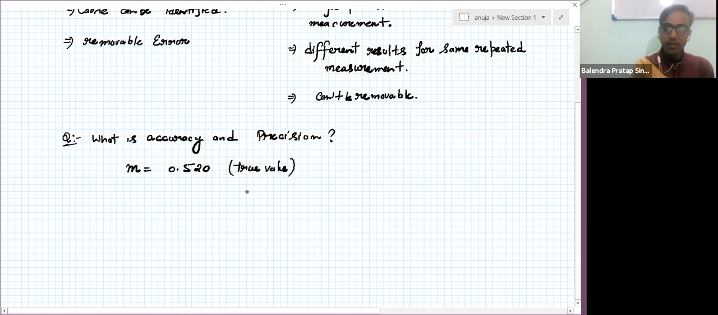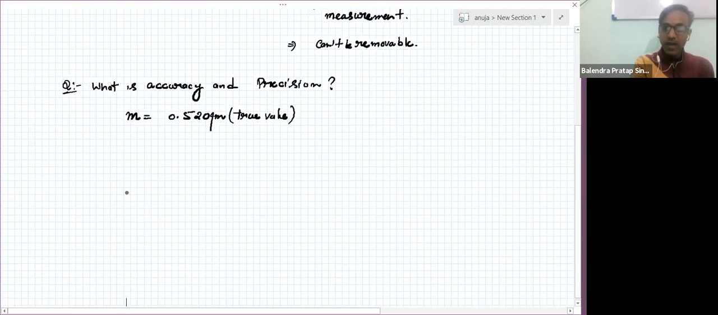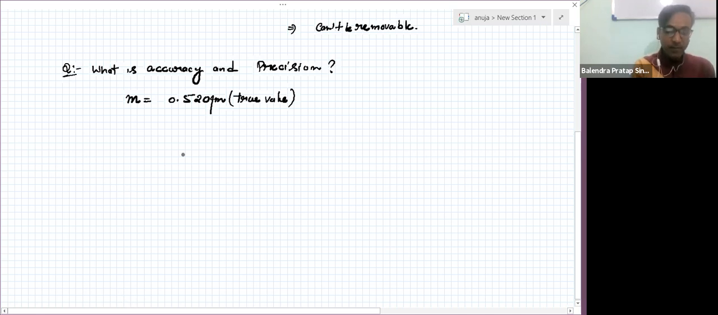Okay, any object has a mass of 0.520 gram. This is the exact value of this mass. Some students try to observe this mass by doing an experiment, and their results are, so I'm drawing a table.